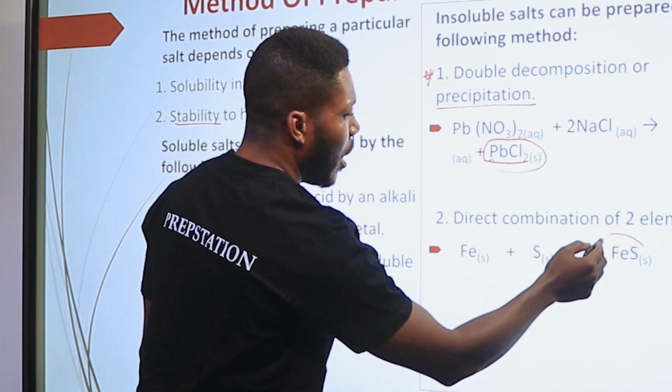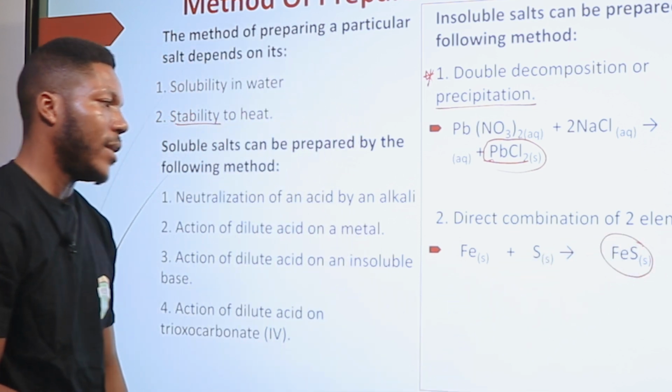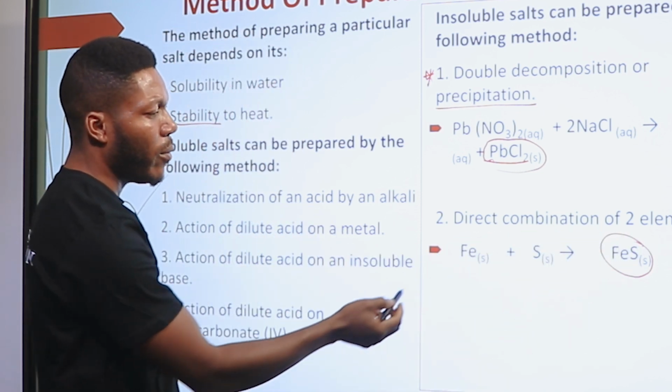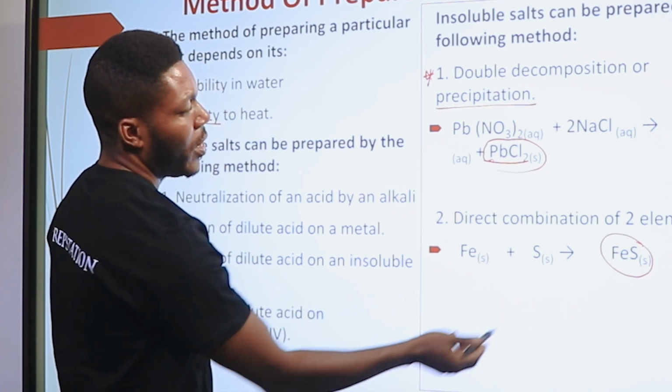Okay, and also by combination of the two elements. For example, for you to get iron(II) sulfide, what do you combine? You combine iron and what? And sulfur, and you got this.